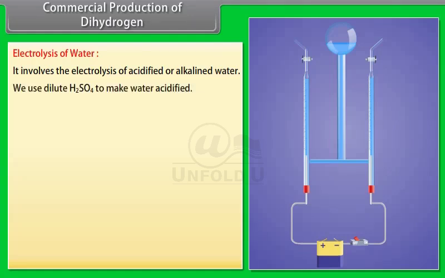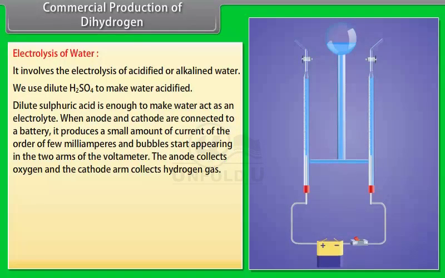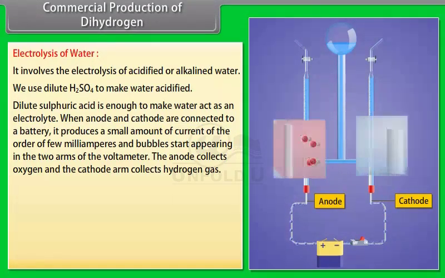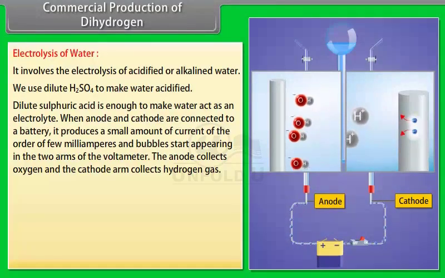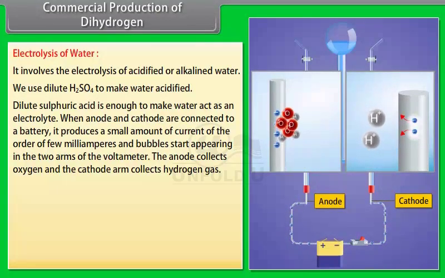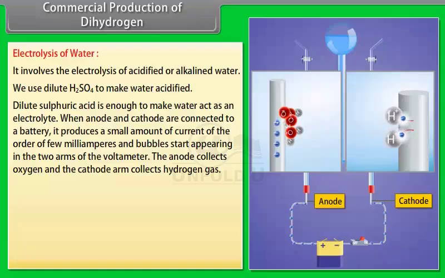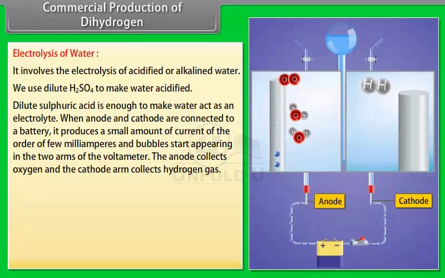We use dilute H2SO4 to make water acidified. Dilute sulfuric acid is enough to make water act as an electrolyte. When anode and cathode are connected to a battery, it produces a small amount of current of the order of few milliamperes and bubbles start appearing in the two arms of the voltameter. The anode collects oxygen and the cathode arm collects hydrogen gas.